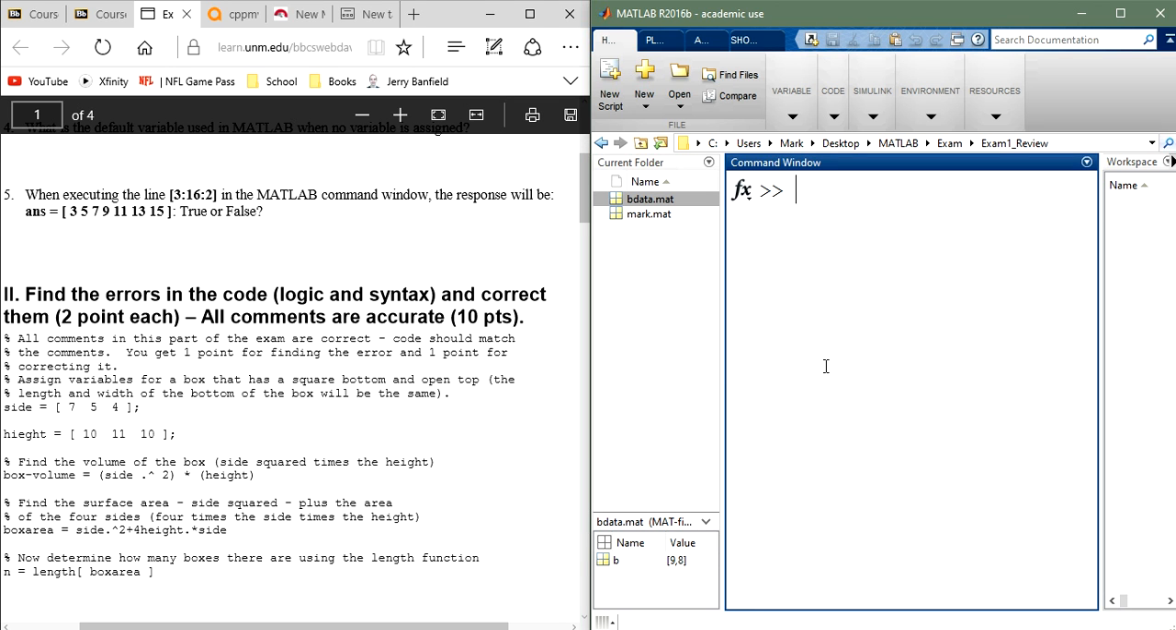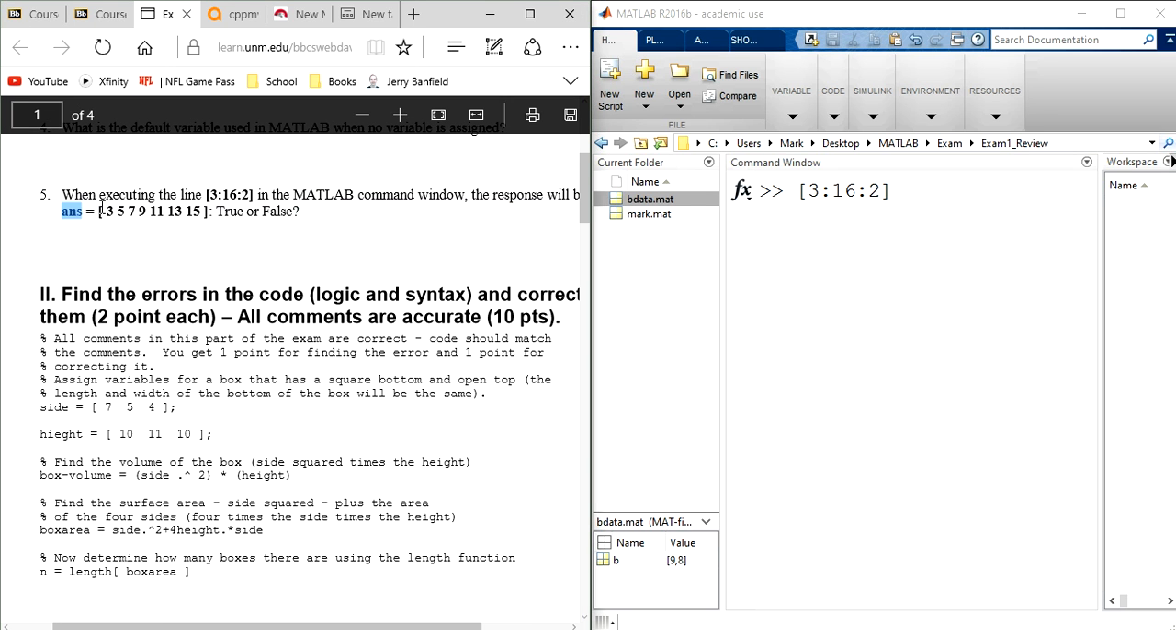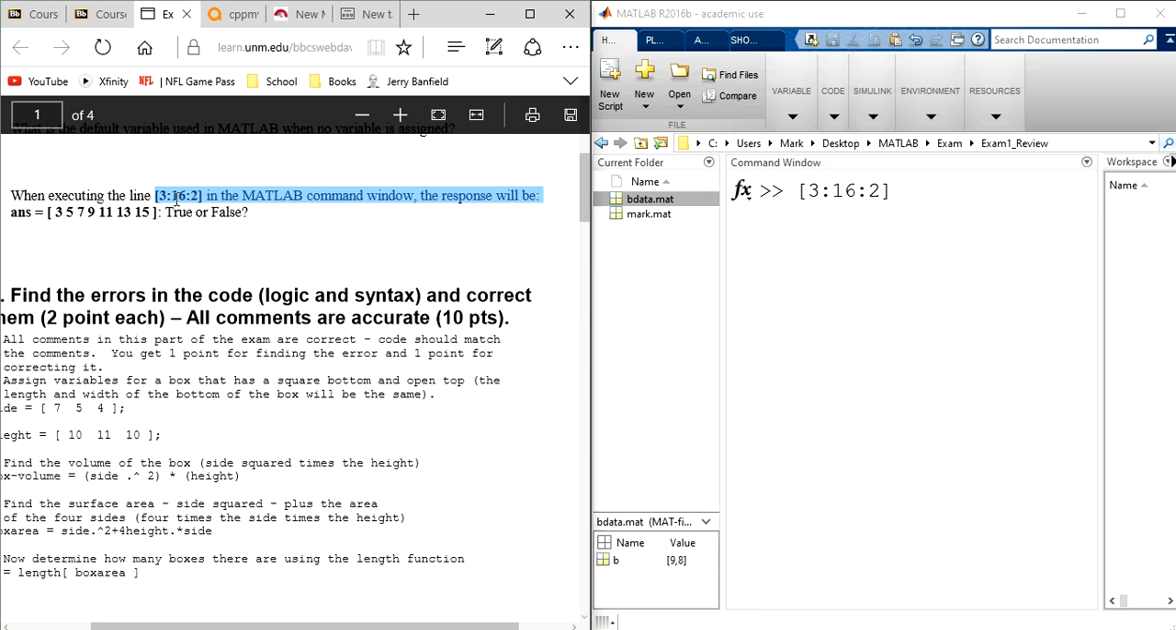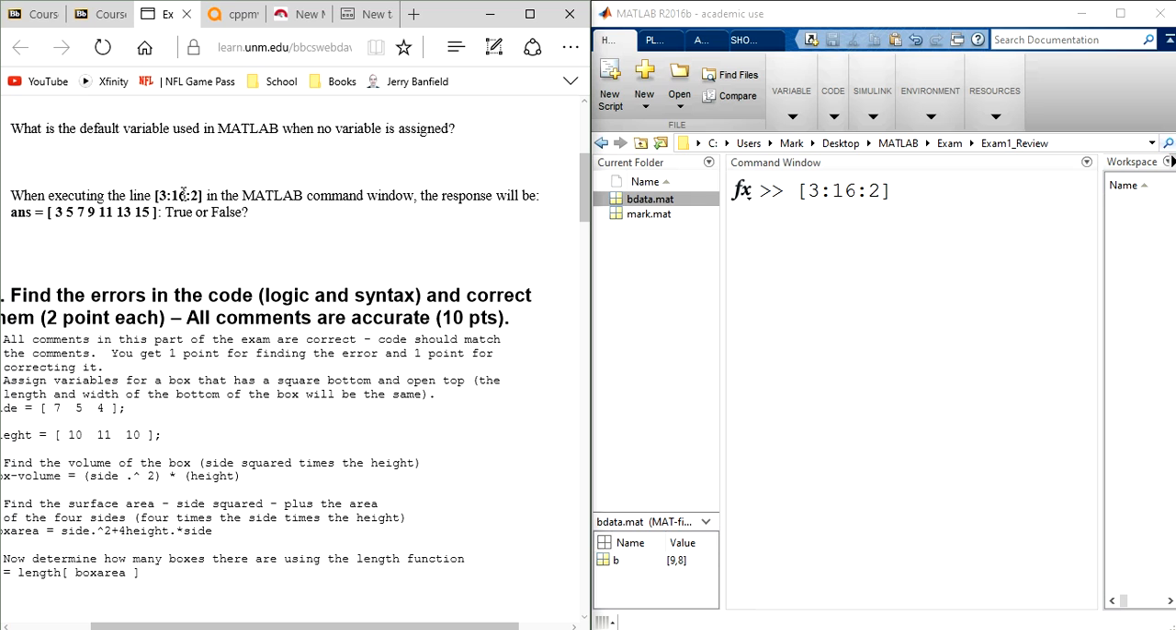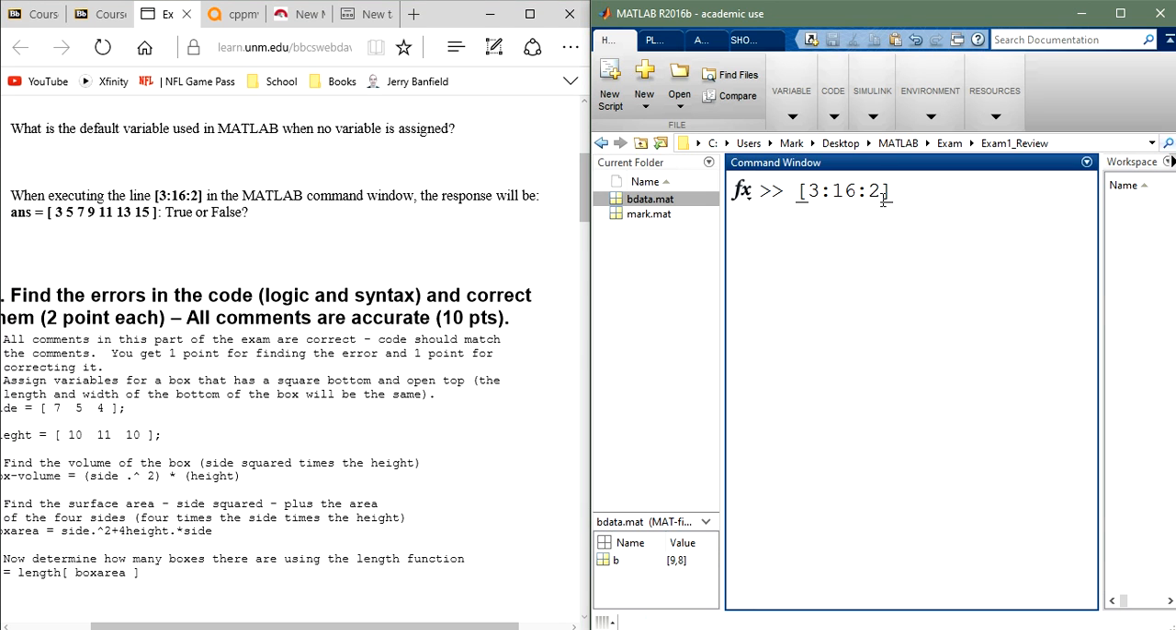This is a true and false question, and it says when you enter 3 by 16 2 in the MATLAB commands window, the response will be ans is equal to 3, 5, 7, 9, 11, 13, 15. True or false? Well, ans equals is our default variable, and since they didn't set it equal to anything, it would be ans equals, as long as this could be executed. We're saying 3 to 2 by 16, and that never happened. I don't know how that would ever happen. That's just silly. And so the answer here should be false, because the answer would be an error.